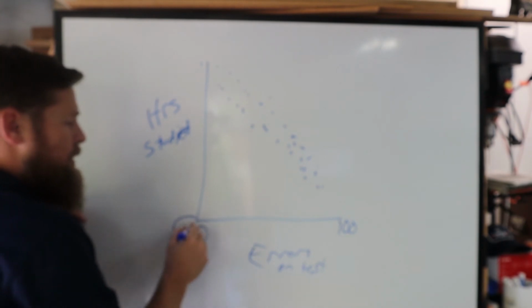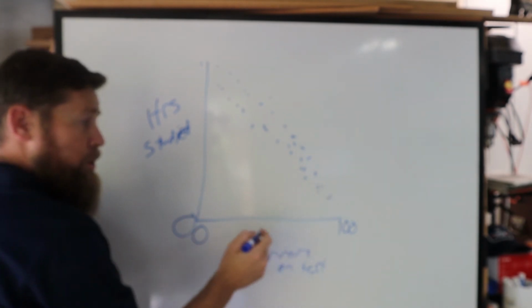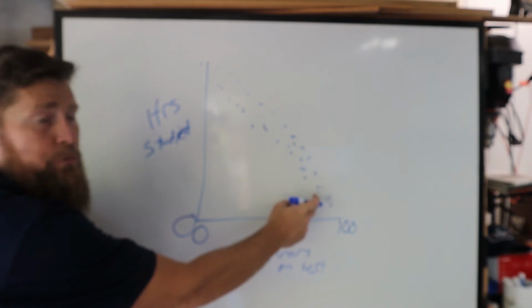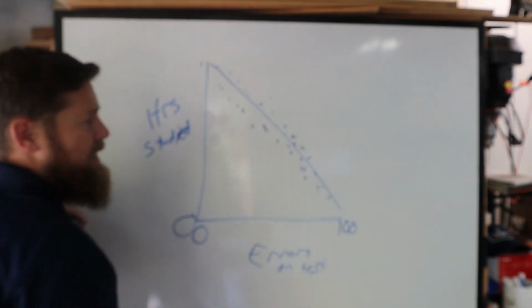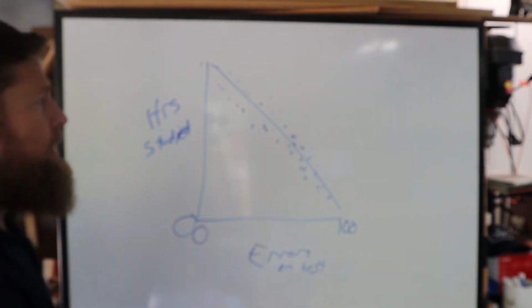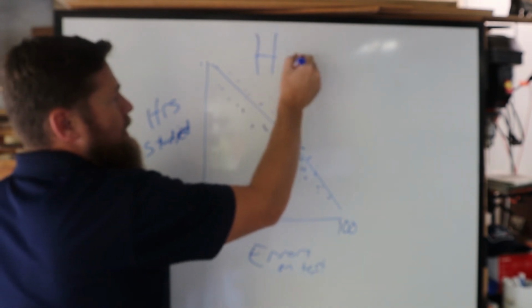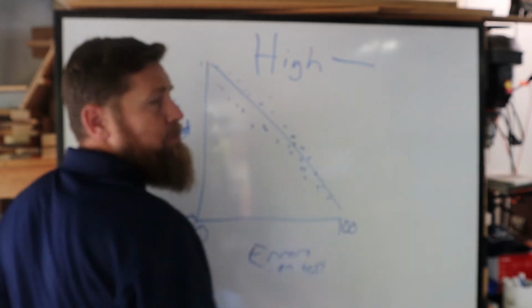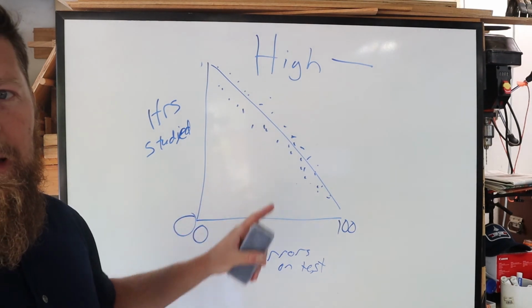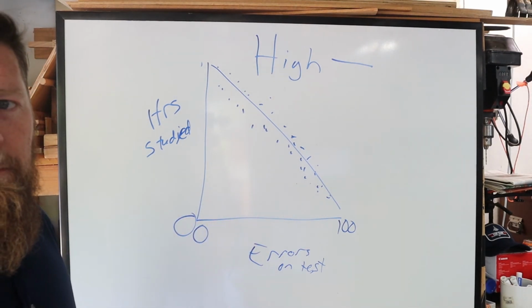If you studied 0 hours, you're going to be answering at chance level. You're going to have a really low level of performance. And we have a high negative relationship. This is a high negative correlation.